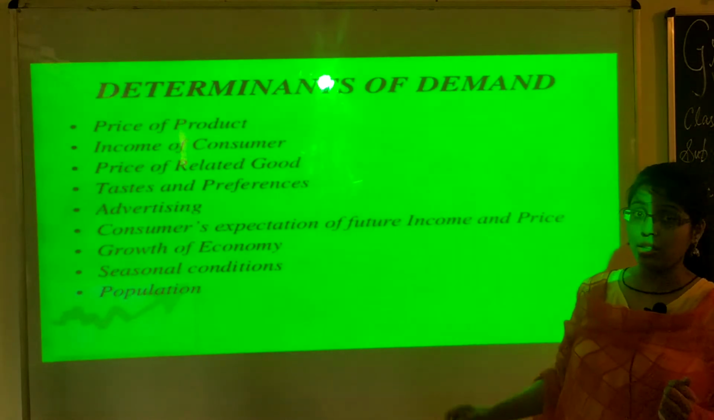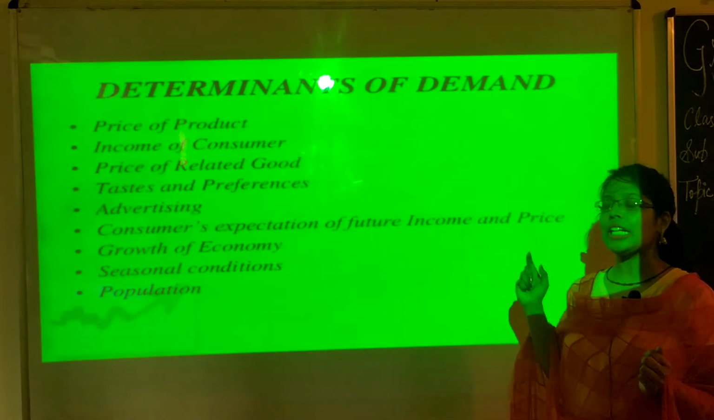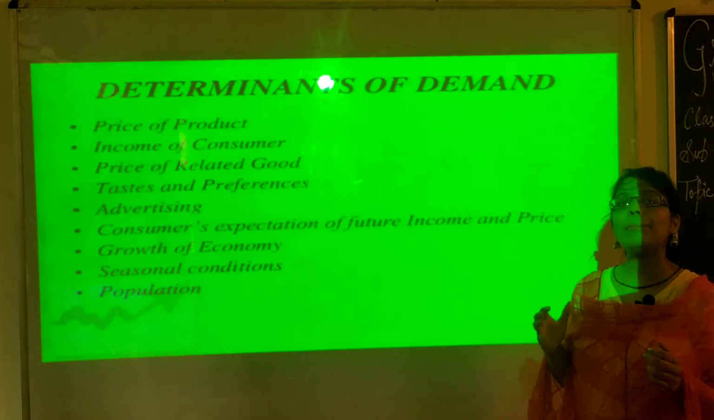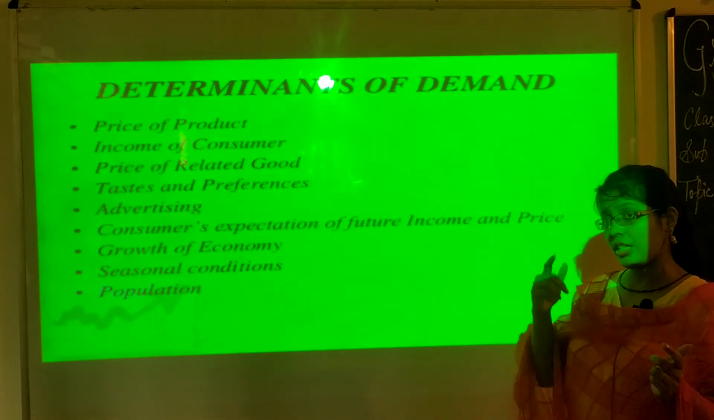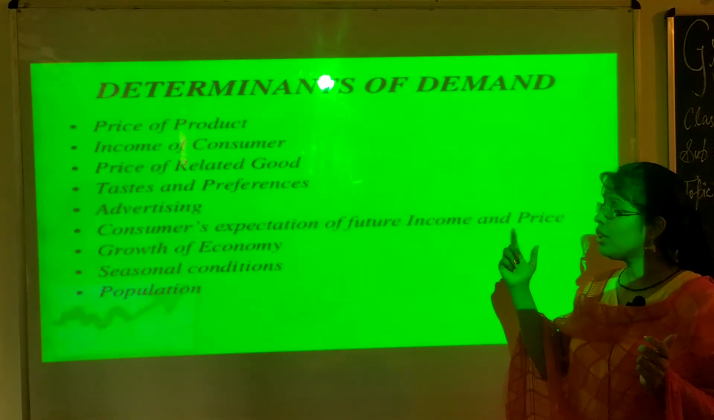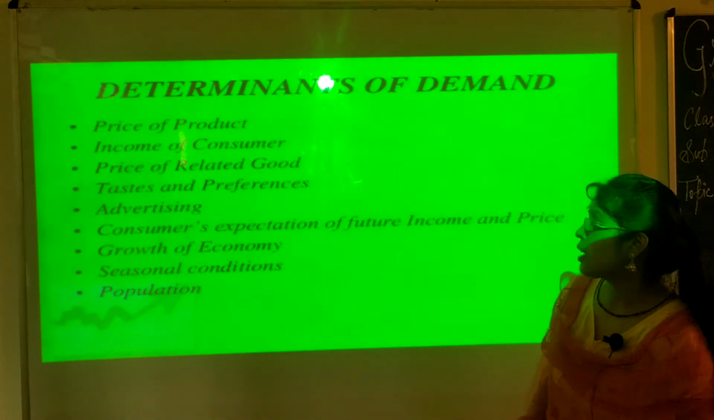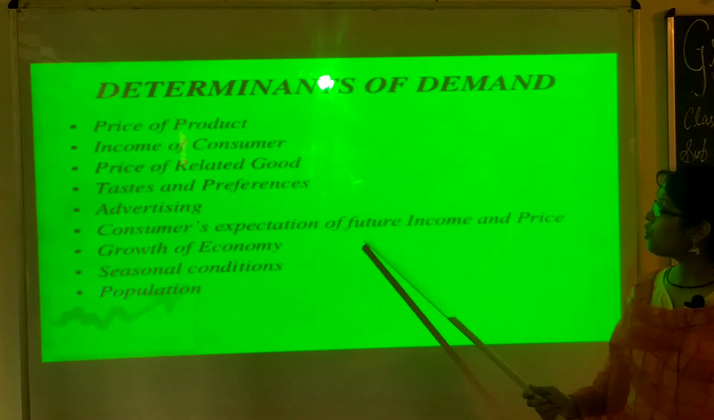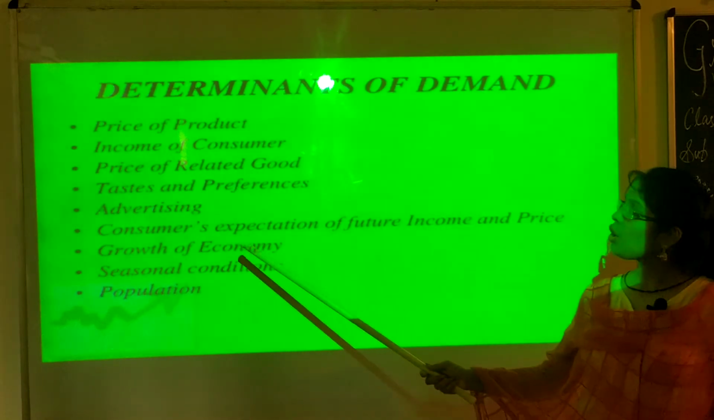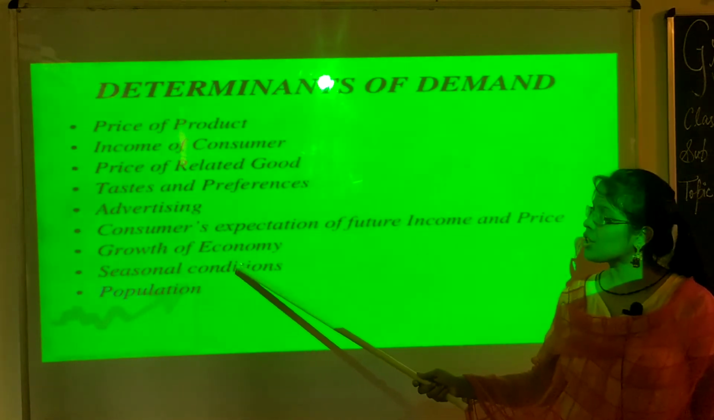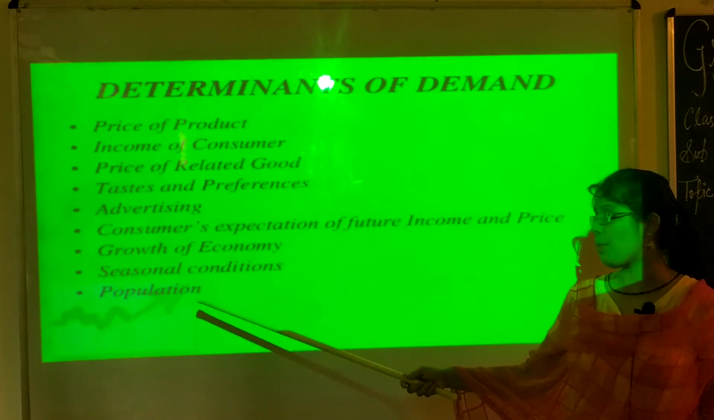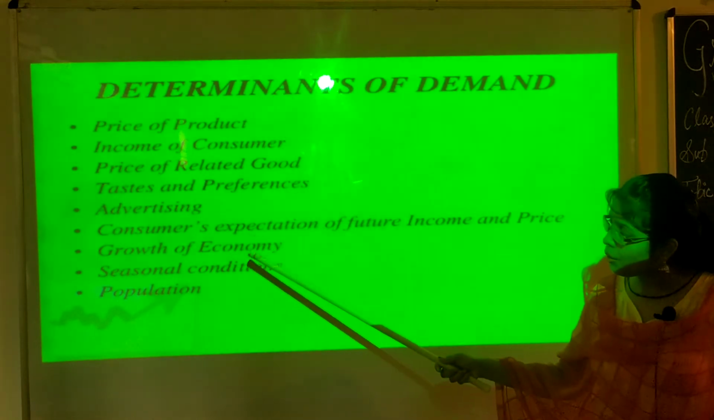Second, income of consumer. Third, price of related goods. Related goods are of two types, complementary and substitute, as we have discussed in complementary demand also. Taste and preferences, advertising, consumers' expectations of future income and price, growth of economy, seasonal conditions, and last but not the least, population. So these are the determinants of demand.